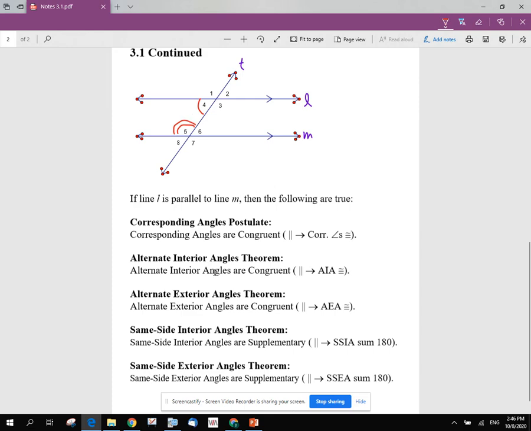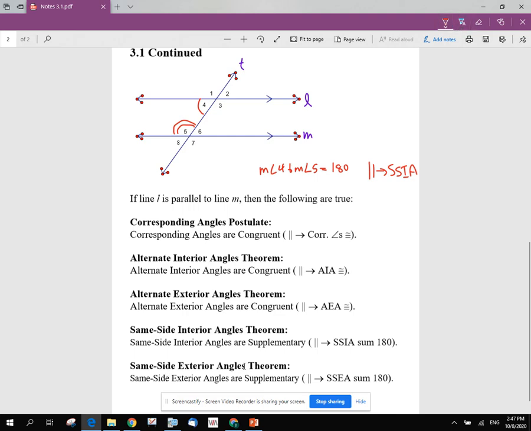So we could write something like, and again, just so you know where this is going with the proof, you could write something like the measure of angle 4 plus the measure of angle 5 equals 180, and your justification would be parallel lines implies same side interior angles sum to 180, okay? I ran out of room.